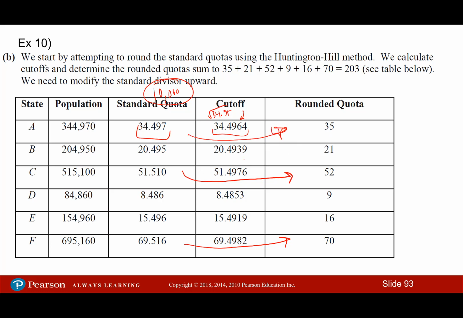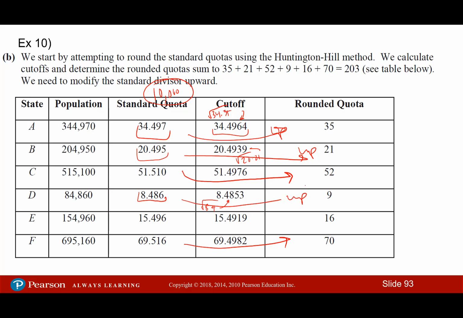Alright, 20 times 21, and then take a square root, gets you 20.4939. This is 20.495. That gets rounded up as well. Alright, we know this one before, right? 8 times 9, take a square root. That's a number that's been coming up quite a few times here. So 8.486 versus 8.485, that gets rounded up.